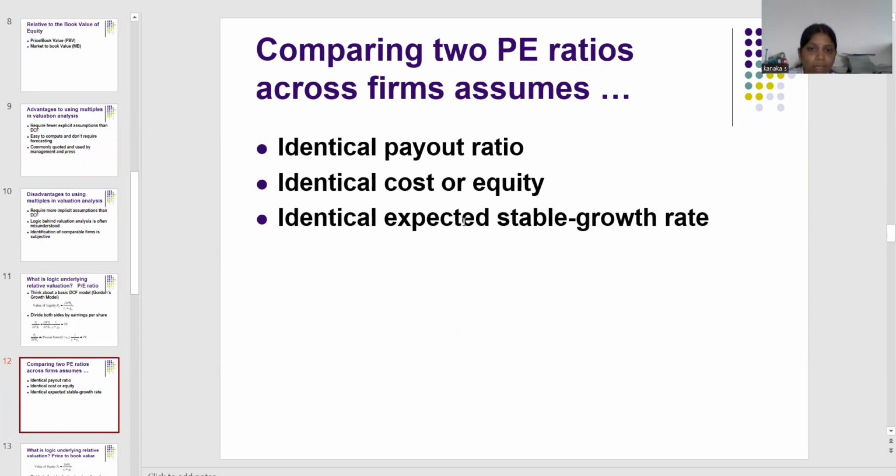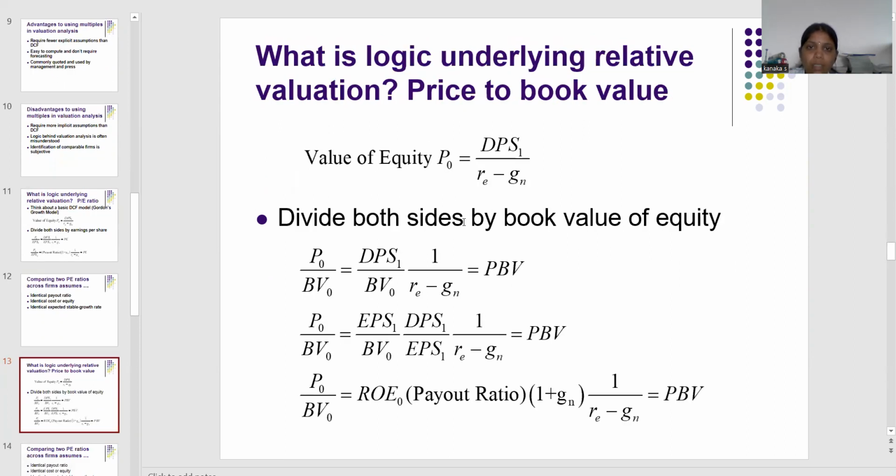So comparing two PE ratios across firms assumes, first, an identical payout ratio. Second, an identical cost of equity. Third, an identical expected stable growth rate.